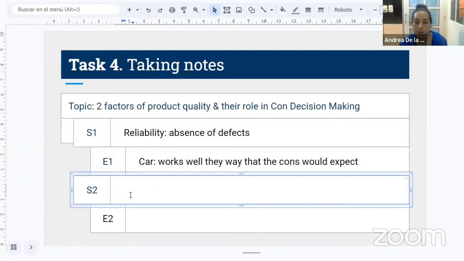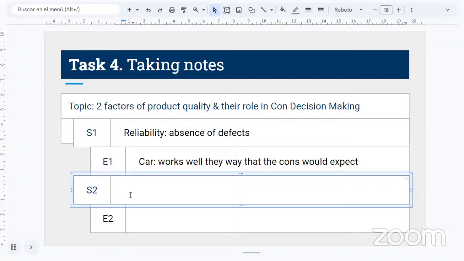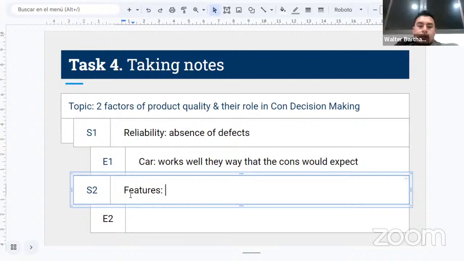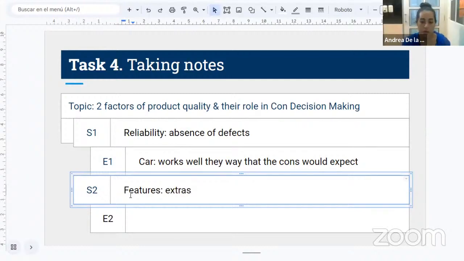Now, what about the second subtopic? What was the second factor that influences product quality? Features. Exactly. Great. And what are features? The extras that can have the car. Exactly. The extras that a product has. Anything else?